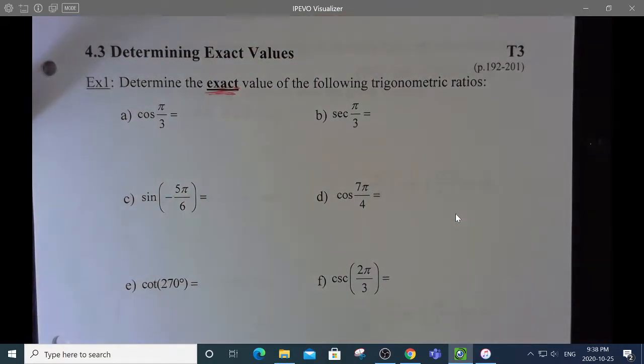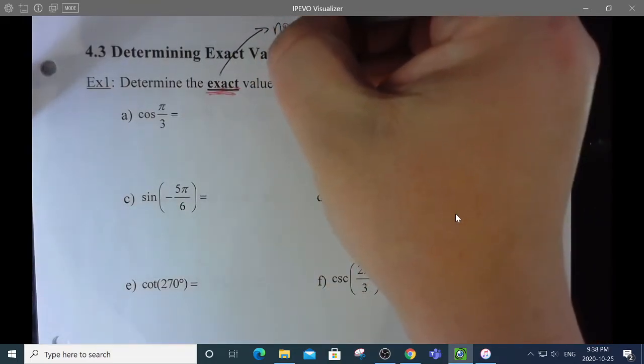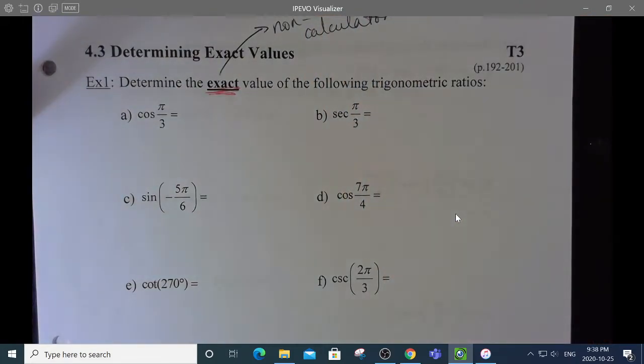As soon as you see the word exact, you should know that what's happening is they want you to come up with a number that's either a proper fraction or it's a fraction with a radical in it. They don't want a decimal. They don't want you to touch your calculator especially. So exact is kind of the shortcut for non-calculator. So that means you're going to be using the unit circle.